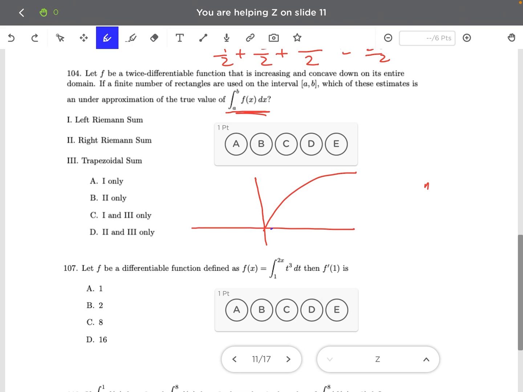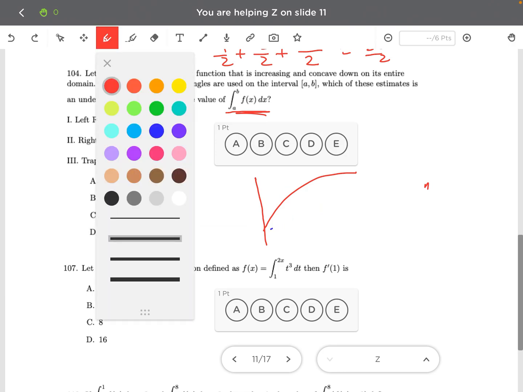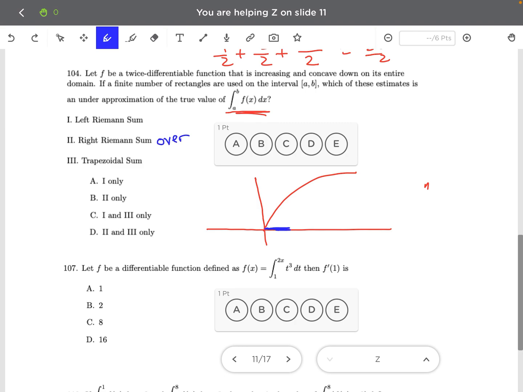So let's think about it. So if I do a right-hand rectangle, and no matter how big I make the rectangles, notice the right-hand rectangle will always go over the curve. So this is going to be an overestimate. Okay, let's take a look at a left-hand rectangle. So if I do a left-hand rectangle, so again, make the width the same. So I'm going to be here, here, here. So then notice the left hand is an underestimate. So this one is true.